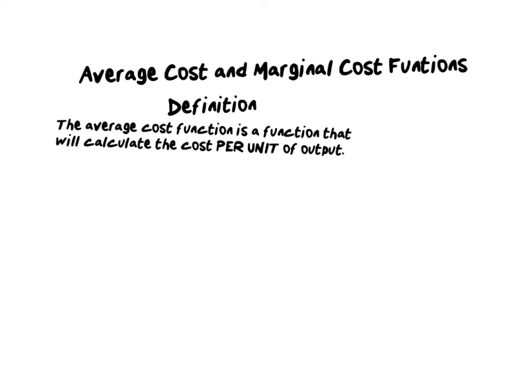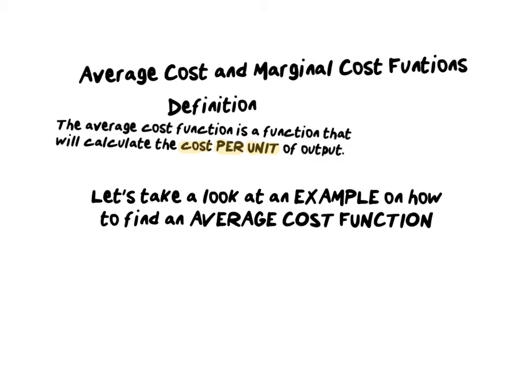Average cost and marginal cost functions. Let's look at the definition. The average cost function is a function that will calculate the cost per unit of output. So let's take a look at an example on how to find an average cost function.